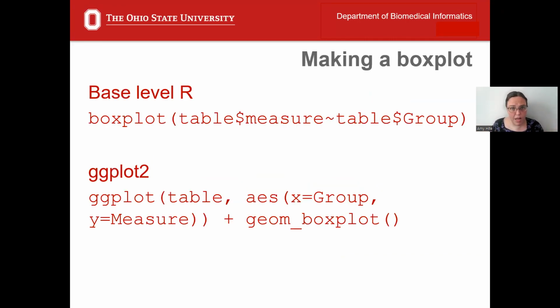Okay, if we're going to make a box plot in base level R, there's a boxplot function. You tell it your measure, a twiddle, and then your grouping. So this is sort of a formula notation. You tell it the values, then you give it the twiddle, and you tell it the groups. For ggplot2, we set it up with our ggplot function, telling it the table, our groupings for X and our measure for Y, and then we just add on geom_boxplot. It's as simple as that.